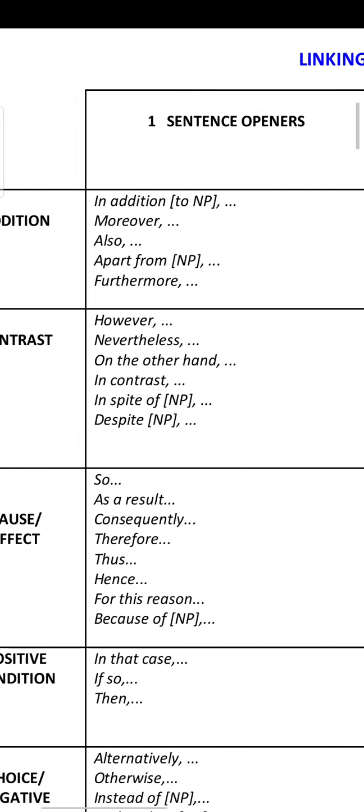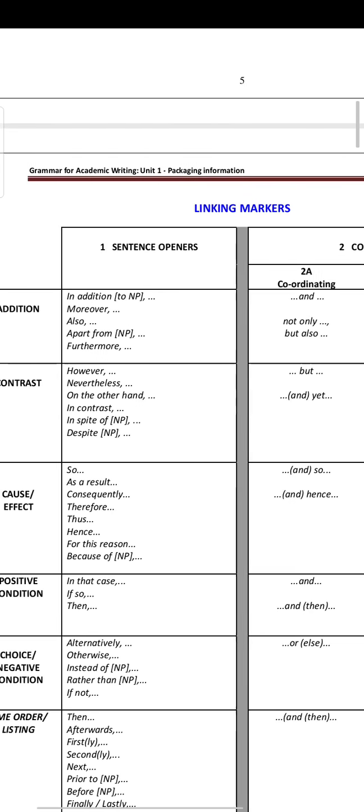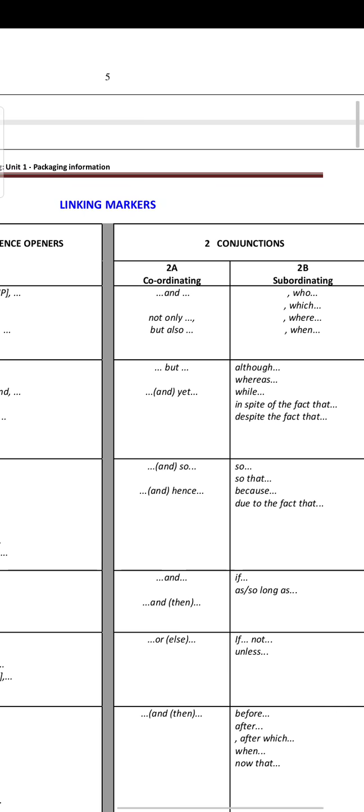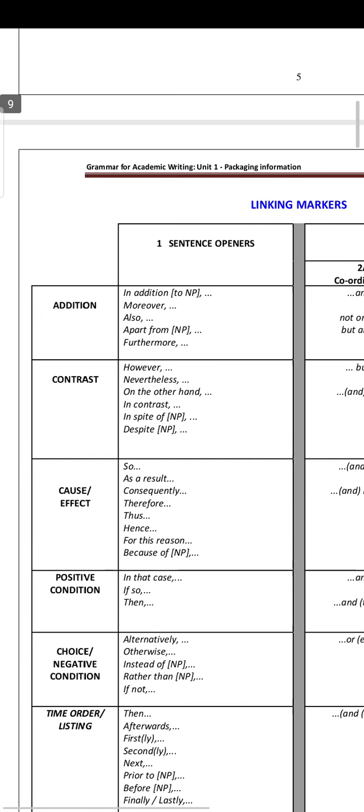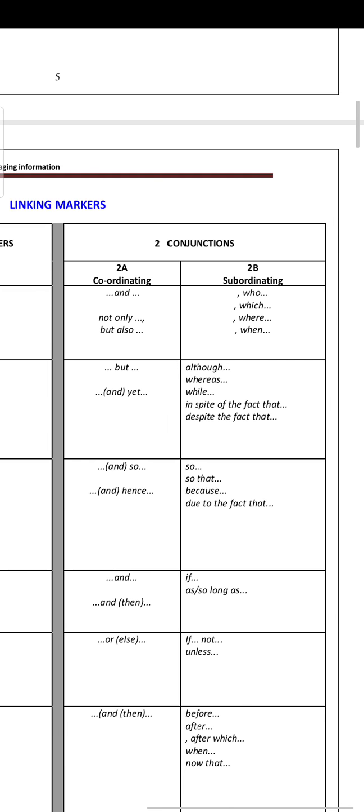Next, it's about contrast. For contrast also, we can use conjunctions. Remember? Conjunctions, we can use but or yet. For subordinating, we can use although, meskipun, whereas is also meskipun, while, sementara itu, in spite of the fact that, despite the fact that, and etc.